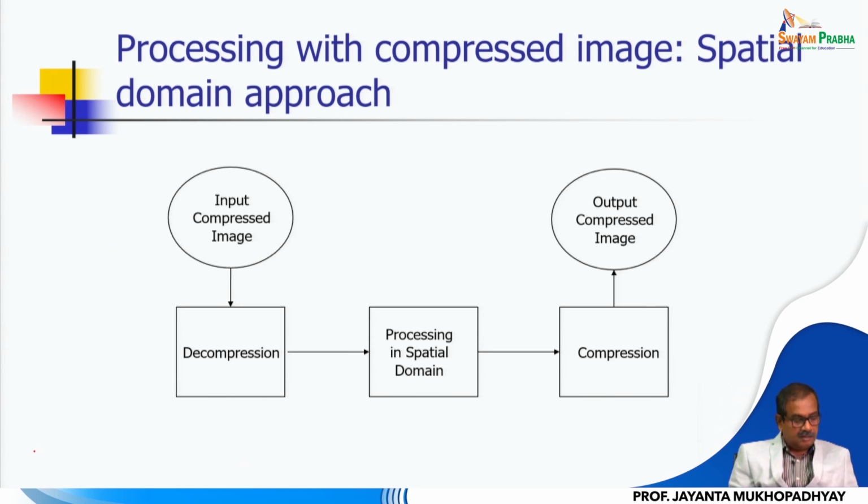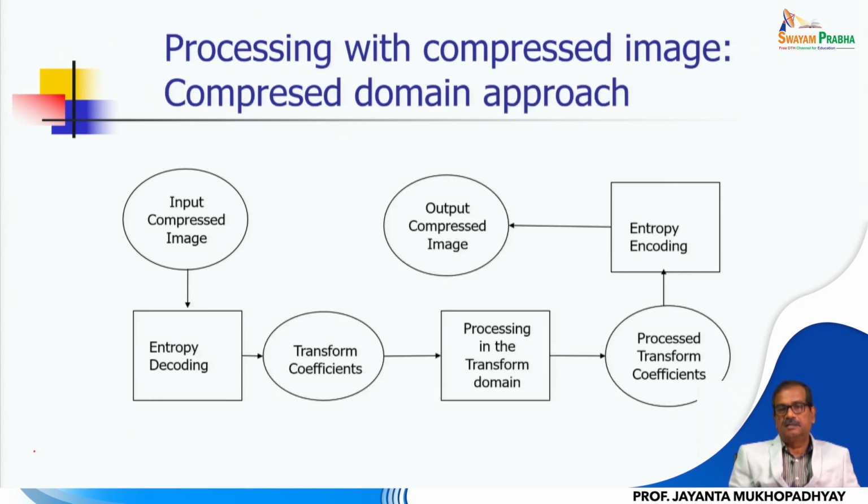So the question here is, can we avoid these steps and do it directly in the compressed domain? But there is still something you have to understand: for the compressed image you get, there are two steps of compression I mentioned. One is the forward transform of the image to the transform domain, and then you perform entropy encoding. So when you are decompressing, you perform entropy decoding, and only then you get the transform coefficients. Now this coefficient space is called the compressed domain.